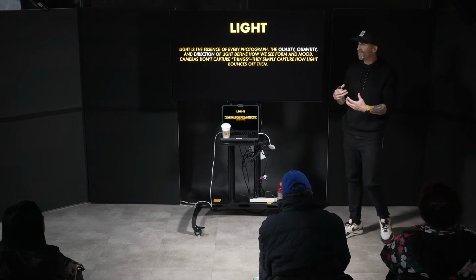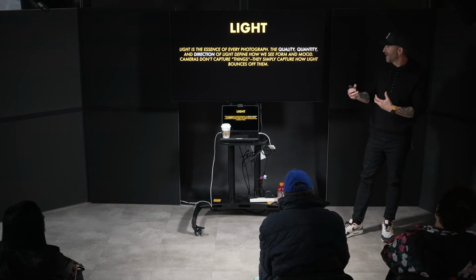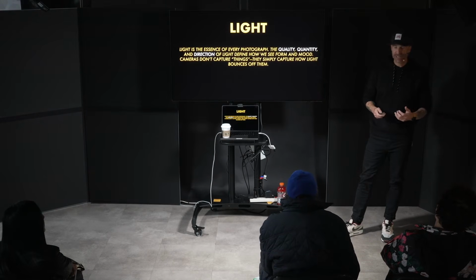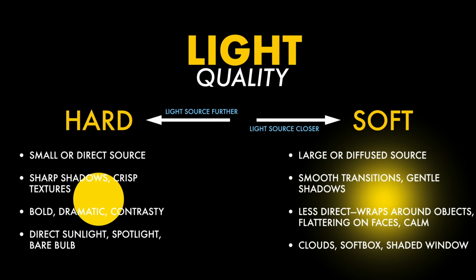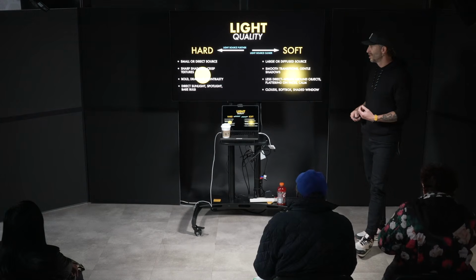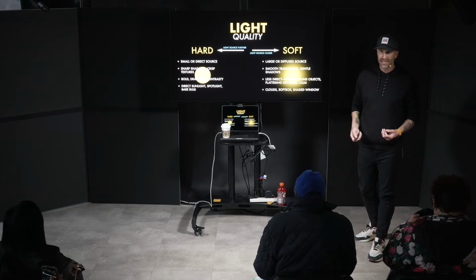For now, I want to focus on what is light? How do we create light? How do we see light? How do we shape light? Me and my charts. The further the light source, the harder the light. The closer the light source, the softer the light, right? So when we talk about hard light: sharp shadows, crisper textures, more contrasty, bold, dramatic, right?